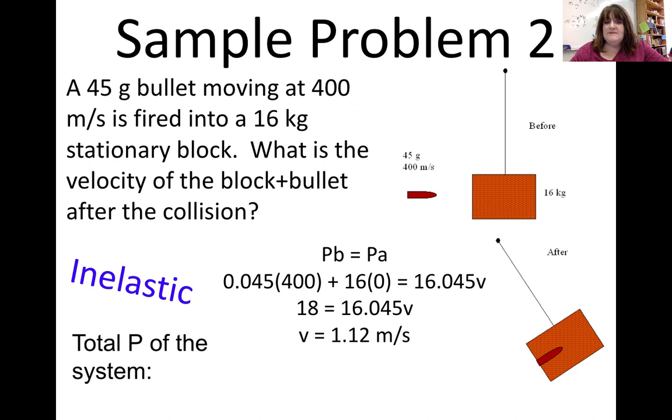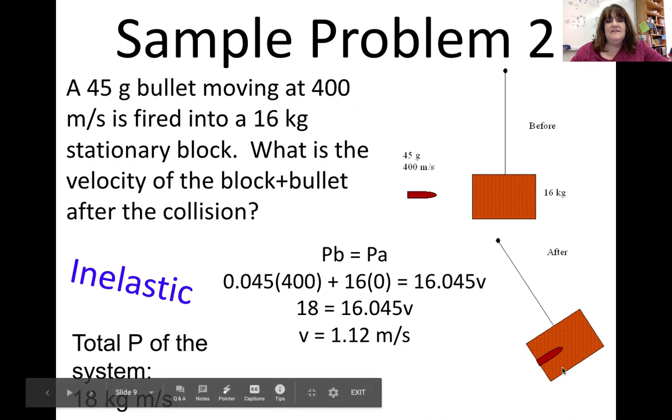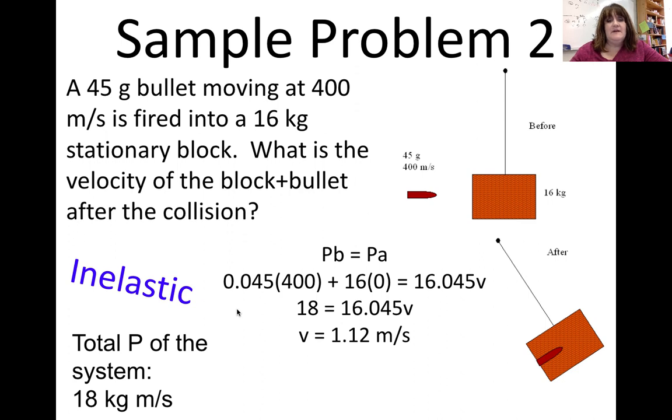Notice the total momentum of before the system would have been 18 kilogram meters per second, because that's what we could find where we had all the numbers available.